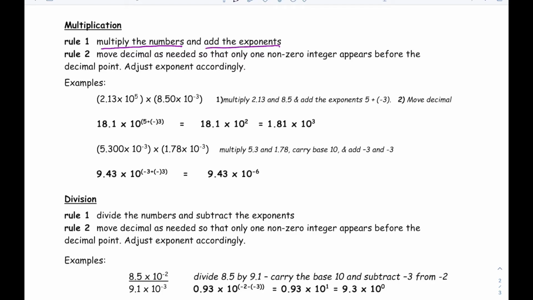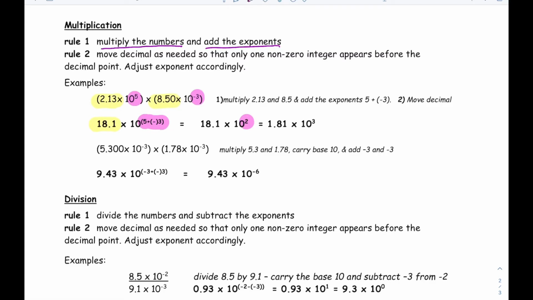So for example, with the first one, 2.13, you would multiply that number by 8.50. And notice you've got 3 significant digits in each of those values. So when you record your answer, you could simply write 18.1. And then it says to add the exponents, right? So our exponents are 5 and negative 3. And so when we add 5 and negative 3, we get positive 2.